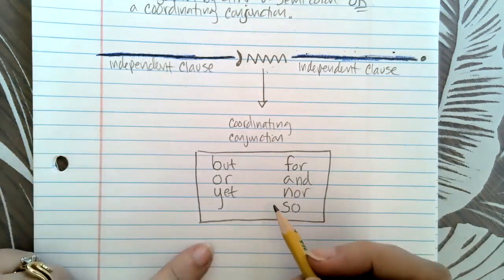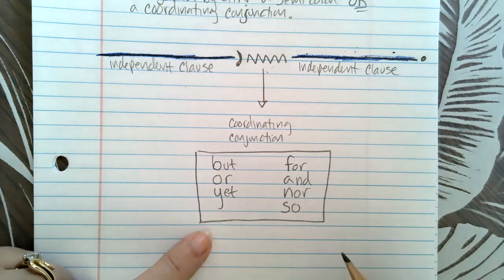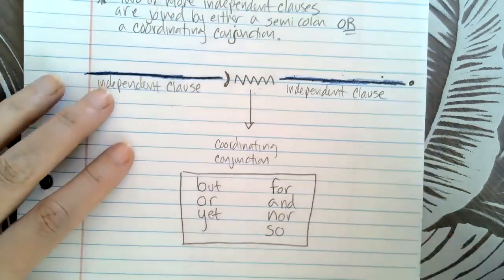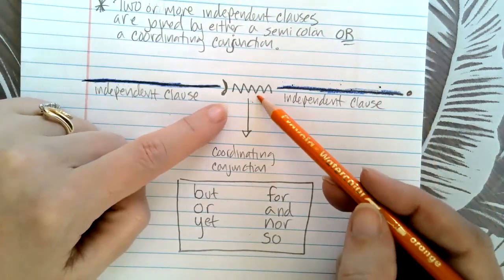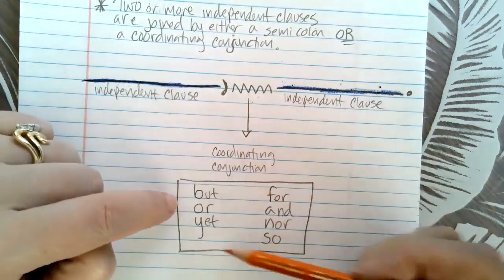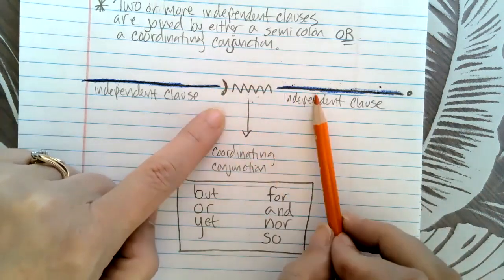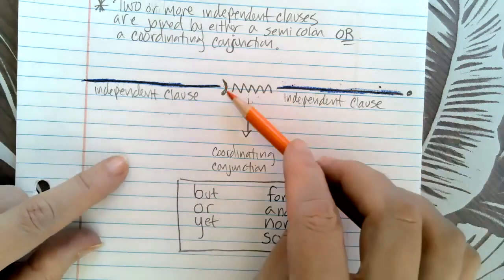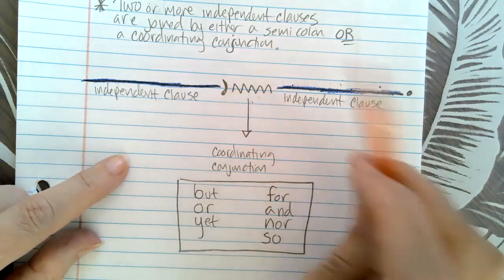Okay, so these are the special helper words. Now, these we're going to color code with orange, okay? So we're going to take our orange, and it's very important, the distinction that we have: not only do we have a coordinating conjunction that joins these two, but we also have to have a comma, all right?